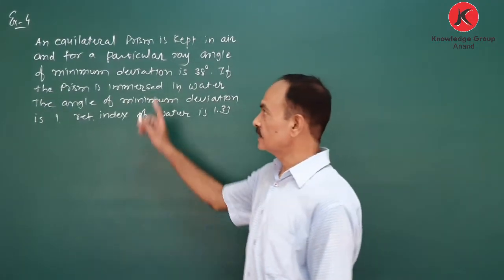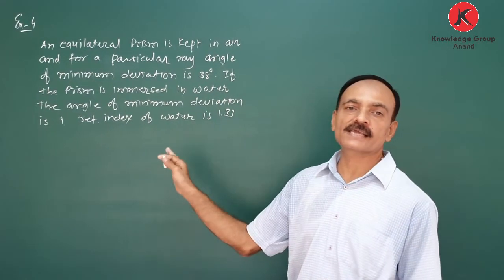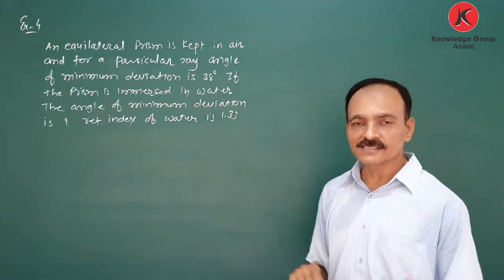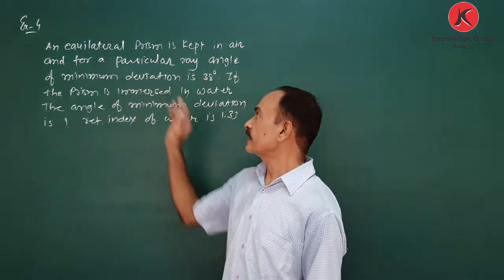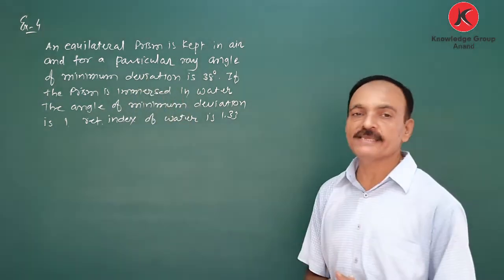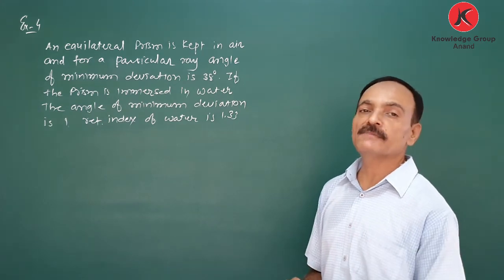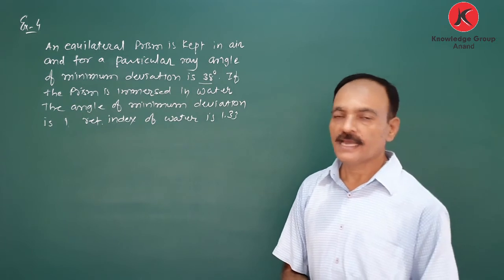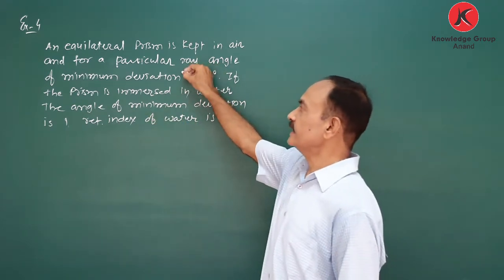Okay, now the next numerical. What is this step of the numerical we calculate in exercise? First we read the question. An equilateral prism is kept in a medium, and for a particular ray the angle of minimum deviation obtained is 38 degree. And then the prism is immersed in water.